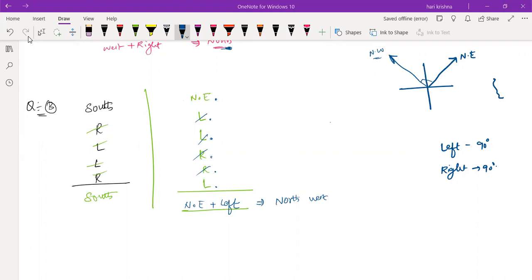So northeast plus left is northwest. That is northwest. Okay.